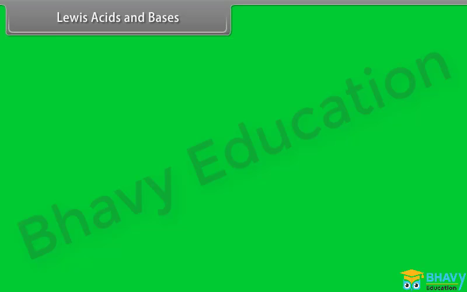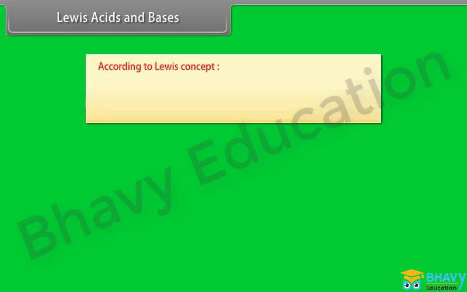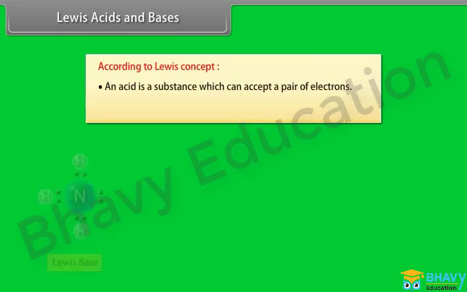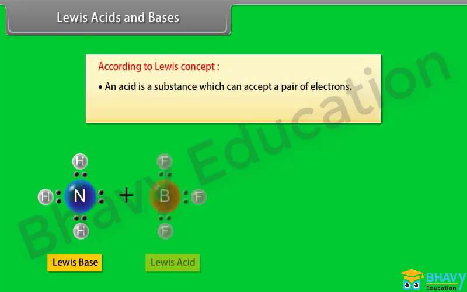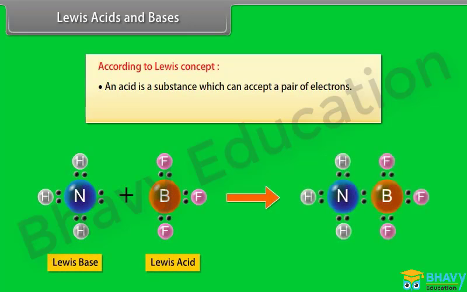Lewis acids and bases. According to Lewis concept, an acid is a substance which can accept a pair of electrons. A base is a substance which can donate a pair of electrons. For example, in the reaction, BF3 acts as acid.